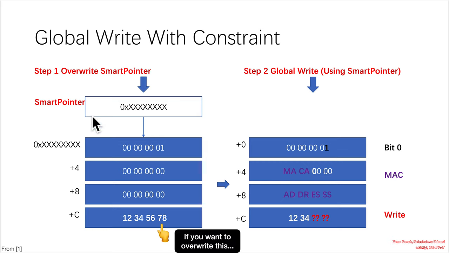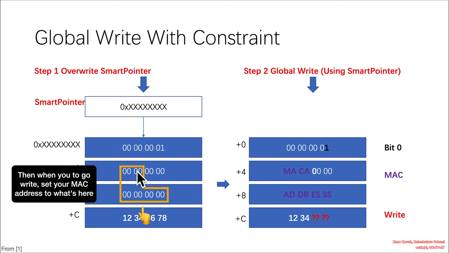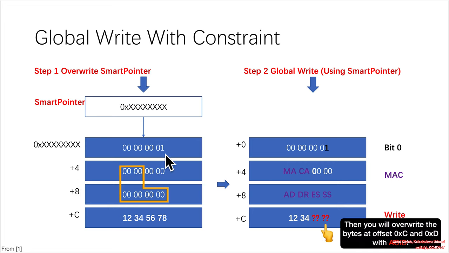So the idea is that if the smart pointer gets overwritten and this is some particular address that the smart pointer points to, then if you want to overwrite offset C and D, for instance, it needs to be the case that at the smart pointer, bit 0 is equal to 1. So you want to overwrite that, then you need to make sure that this is equal to 1. And ultimately, with that MAC address component, that was 6 bytes, and it was at offset 6, so plus 4 plus 1, 2 is offset 6. Then basically the attacker has to make sure that this just matches whatever they have in the packet for the MAC address. And ultimately, if you match those constraints, your bit 1 and your MAC address to whatever is already in memory, then it will successfully write to offset C and offset D.